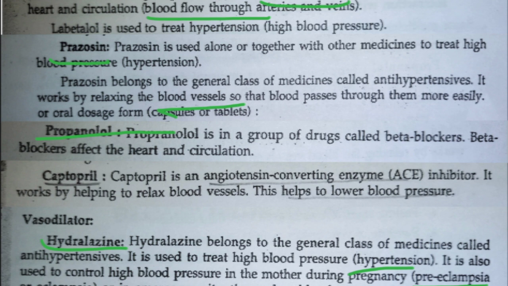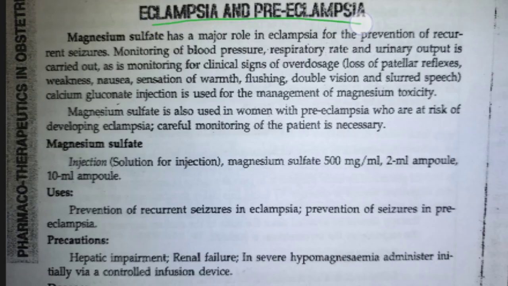But captopril is not given to a pregnant woman. It will affect the growth of the baby and even lead to death of the baby. Captopril is not given to a pregnant woman. It is a teratogenic drug and it helps to reduce the blood pressure. It belongs to the ACE inhibitors. These are antihypertensive drugs.